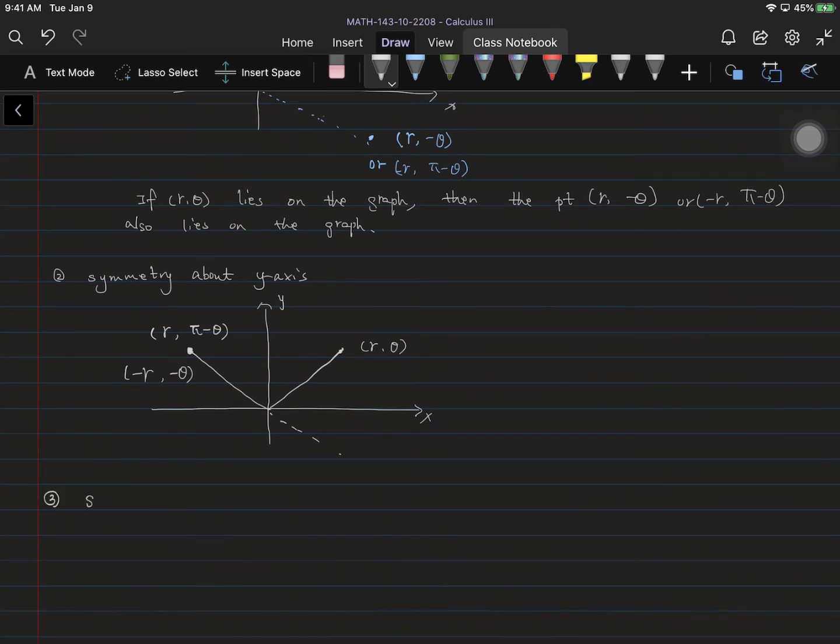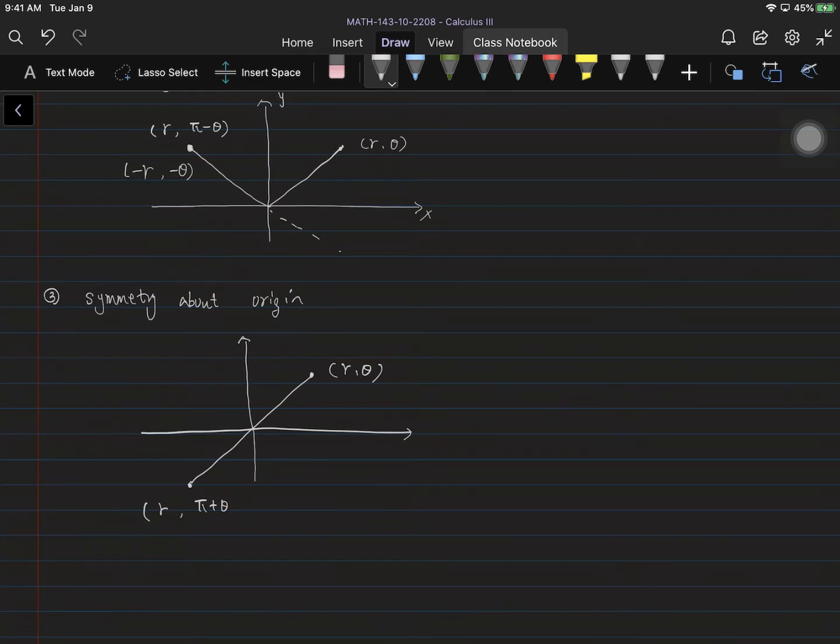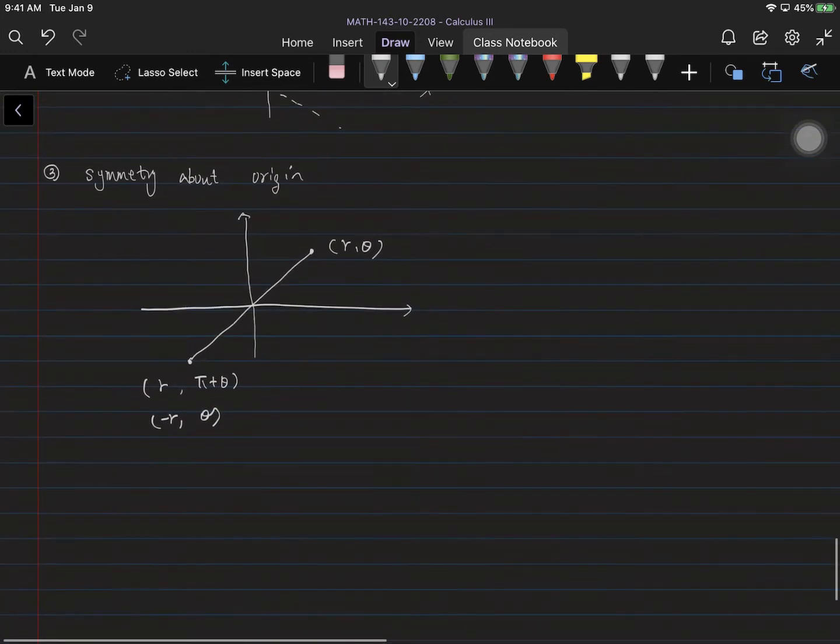Number 3, about the origin. Same thing, draw the graph. Here, if we have (r, theta) and it's symmetric about the origin, the point should be here. So we can see the angle should be pi plus theta, right? And r. And the other way, if we use negative r, we can just use theta. Okay, symmetry. Now let's take a look at how to sketch the graph.